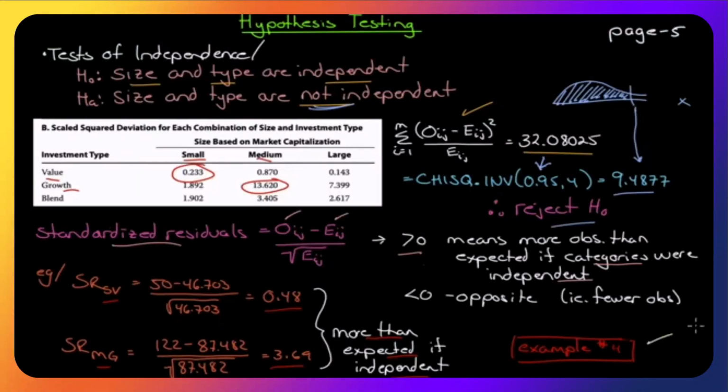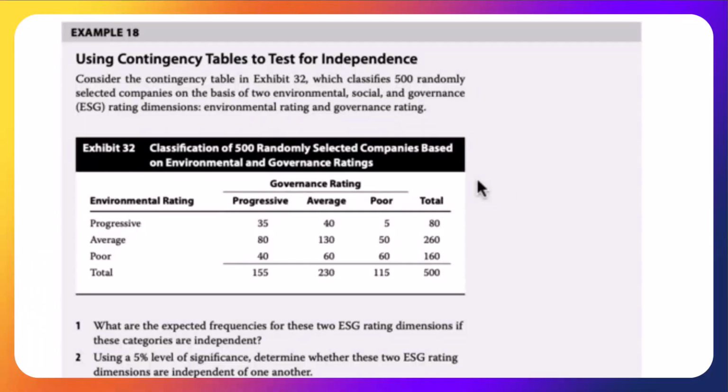Let's do a walkthrough of example 18, and then we're done with this reading. Example 18, using contingency tables to test for independence. Consider the contingency table in Exhibit 32, which classifies 500 randomly selected companies on the basis of 2 environmental, social, and governance rating dimensions, environmental rating and governance rating.